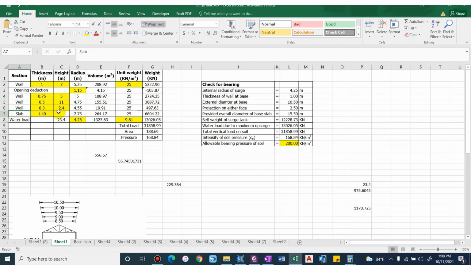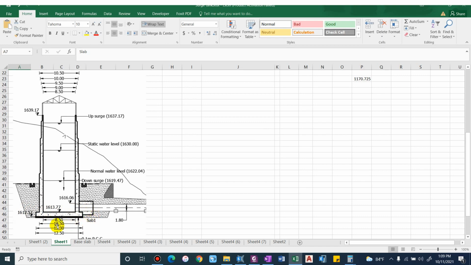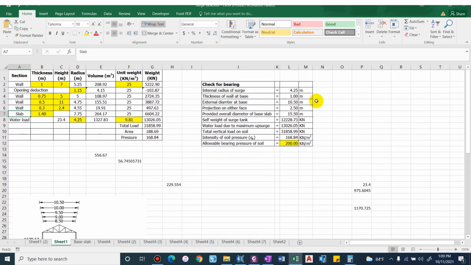Finally we have the slab. Let us assume the thickness of slab as 1.4 meter, considering that there is no failure. So this is an initial guess, so I'm just putting 1.4. And the overall radius, let us assume as 7.75. So this overall diameter, as you can see here: internal radius of the surge tank is 4.25. Thickness of wall at base is 1 meter. So the external diameter at base will be 10.5, so 4.25 plus 1 into 2. That will give the external diameter of the base.